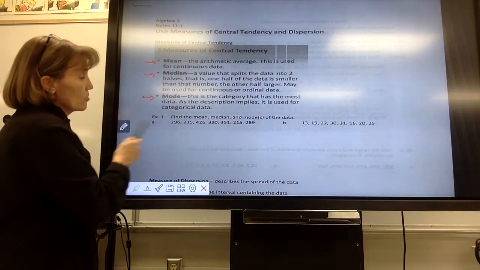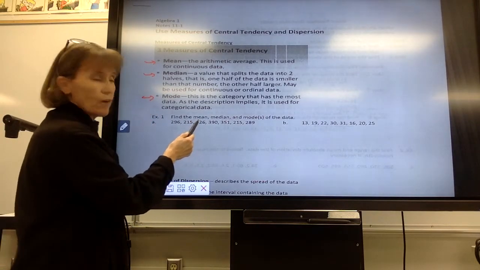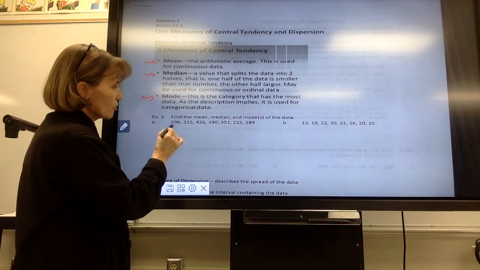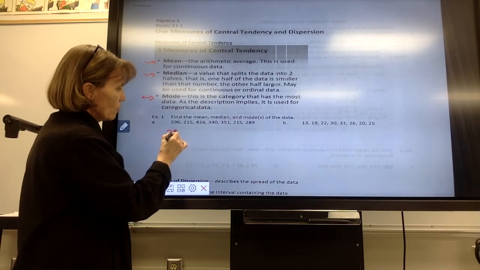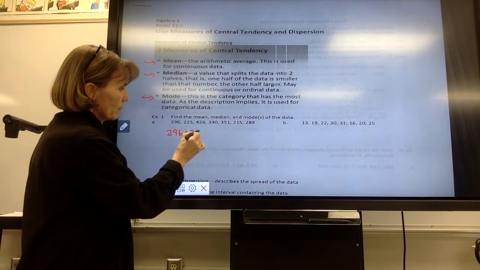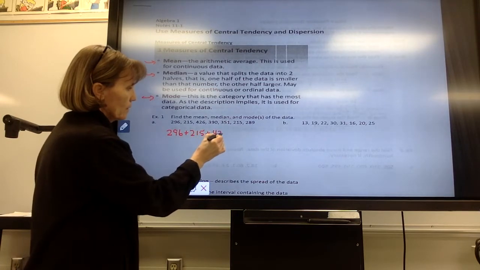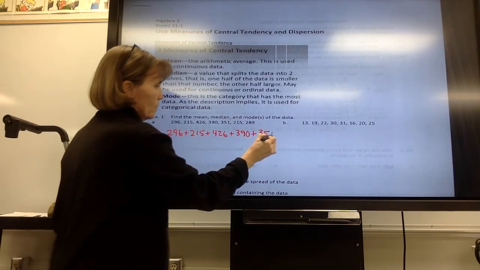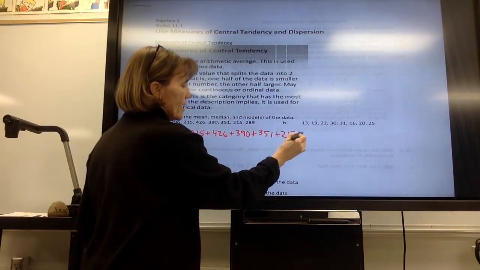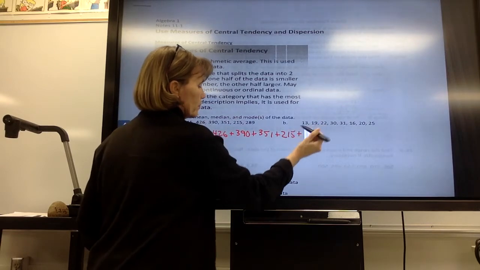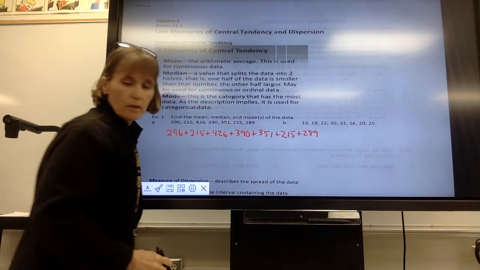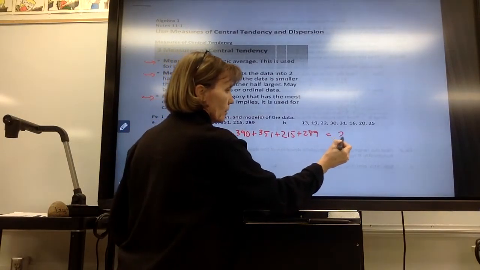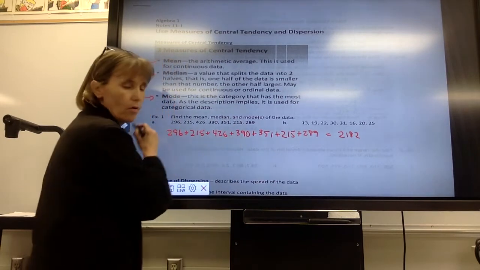So let's just do that for example 1. It's going to ask you to find the mean, the median, and the mode. If I'm going to find the mean, which is the average, I'm going to take these numbers and add them together. And when I add up this list of numbers, when you hit equals, I get 2,182. That's the sum of all of those together.